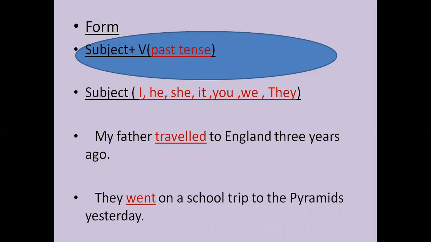Example number 2, they went on a school trip to the pyramids yesterday. So we start with the subject they and we put the verb went. Went is the past form of the verb go.